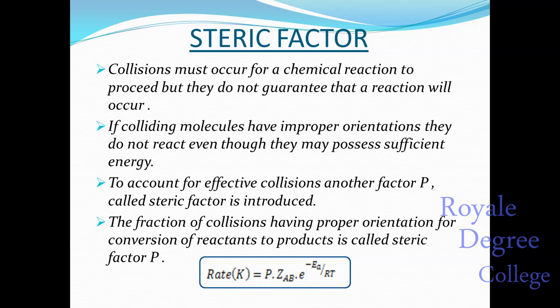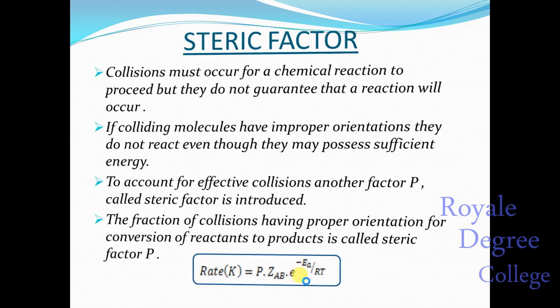So the fraction of collisions having proper orientation for conversion of reactants to products is called steric factor and it is indicated with P. Now the rate of the reaction we can write like this by using the steric factor P. Rate constant k is equal to P into ZAB into e to the power minus Ea by RT.